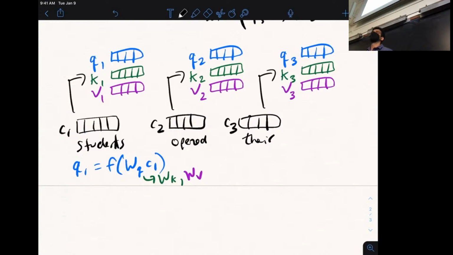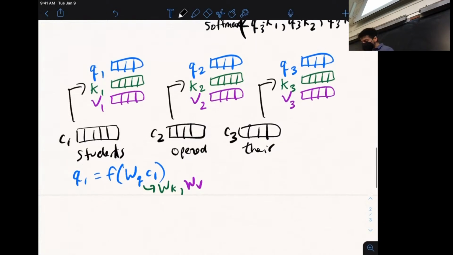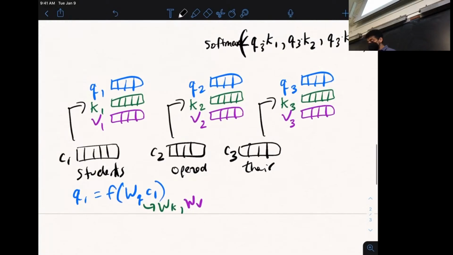Why is that? Yes, because it will be leaking information from the future. Exactly. So K sub 3 here already is a function of the word there, which is what I'm trying to predict at the second time step. All right, so let me do this again.